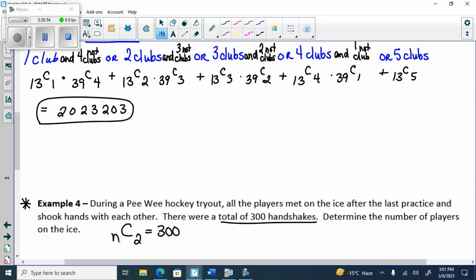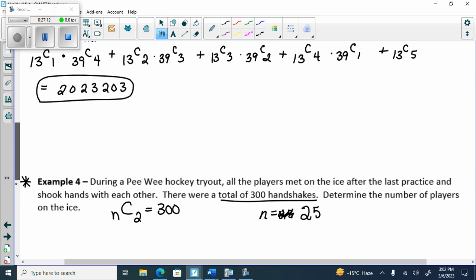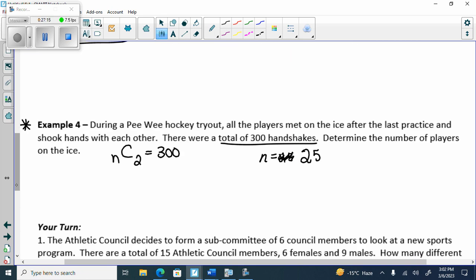What do we get for N? 25? And then you would have a sentence, you'd say there must be 25 players on the ice, right?